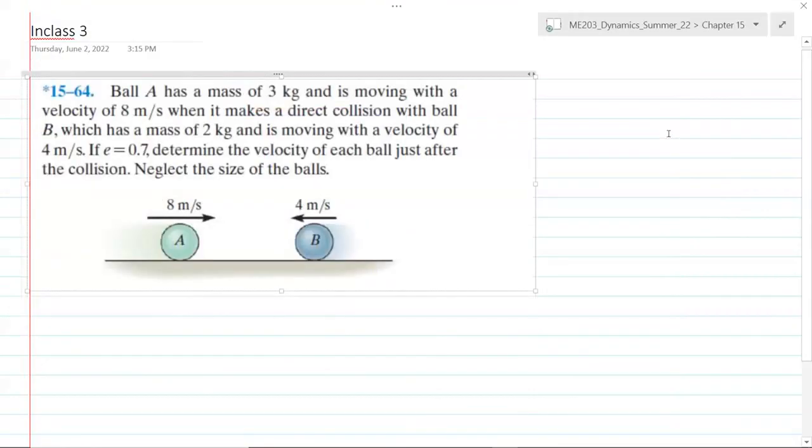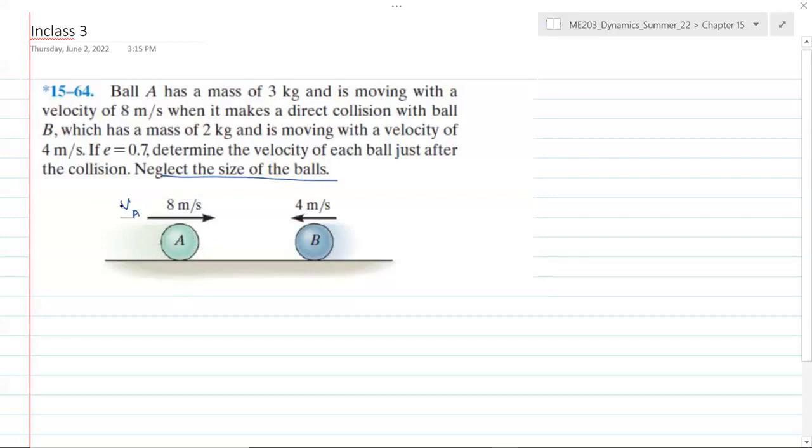Chapter 15 in-class exercise 3, problem number 15.64. Ball A has a mass of 3 kg and is moving with a velocity of 8 meters per second when it makes a direct collision with ball B, which has a mass of 2 kg and is moving with a velocity of 4 meters per second. If the coefficient of restitution e is 0.7, determine the velocity of each ball just after the collision. Neglect the size of the balls, meaning consider them as particles.